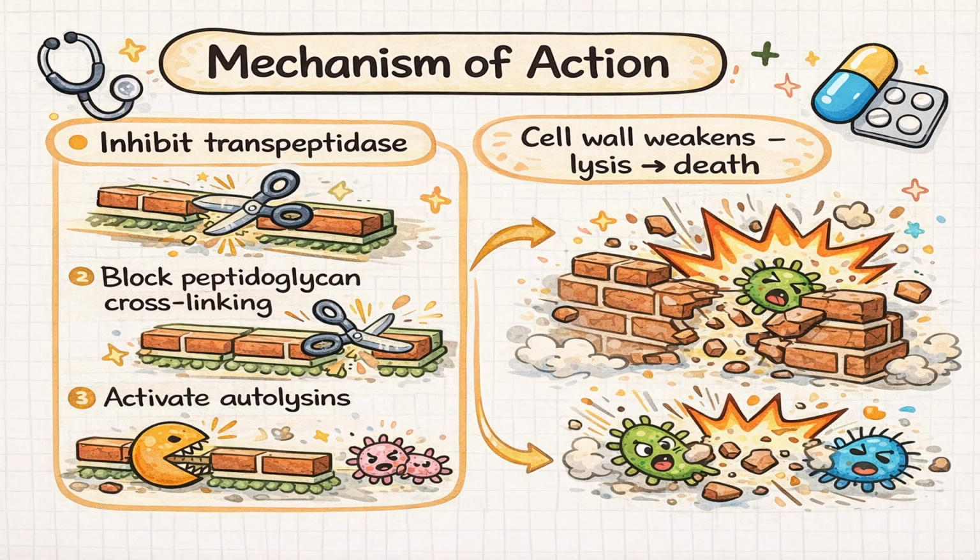Penicillins interfere directly with bacterial cell wall synthesis. They inhibit an enzyme called transpeptidase, which is responsible for cross-linking peptidoglycan strands. Without these cross-links, the cell wall becomes weak and unstable. Penicillins also activate the autolysins, which are enzymes that break down the existing cell wall. So as water enters the weakened cell, the bacteria swells, ruptures, and dies. This is why penicillins are considered bactericidal.